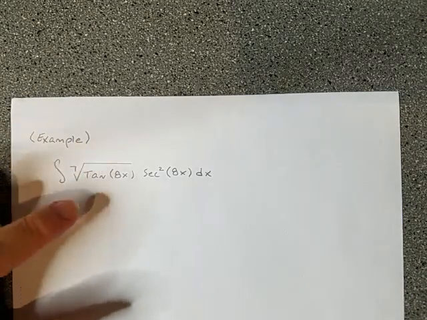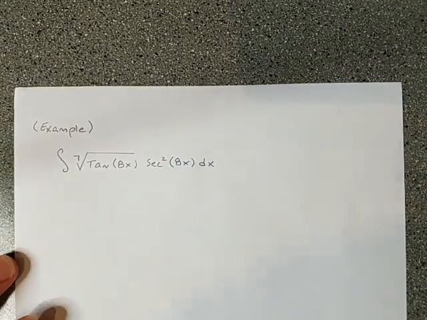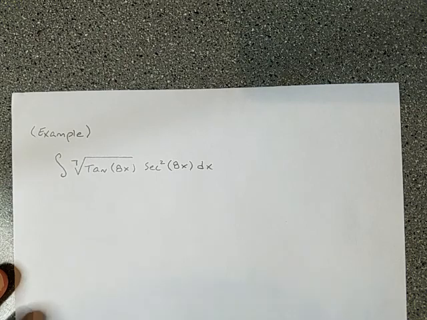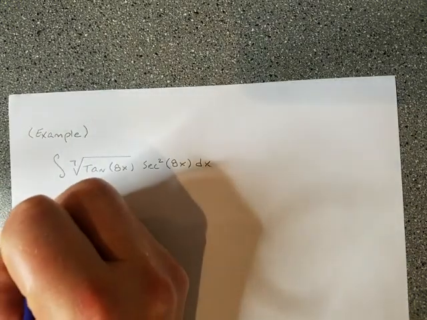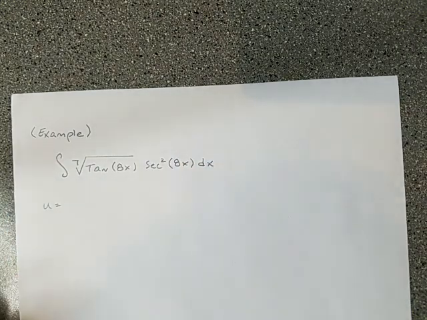It says the 7th root of tangent of 8x secant squared 8x dx. How are we going to do that one? That one certainly looks complicated. This is like what we're doing right now, the technique is U-substitution. And so we're supposed to choose U to be something. What should we choose it to be?